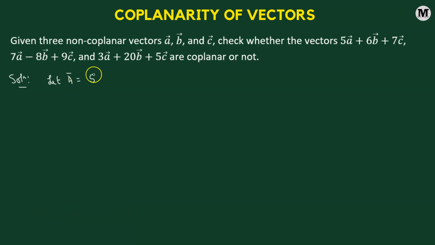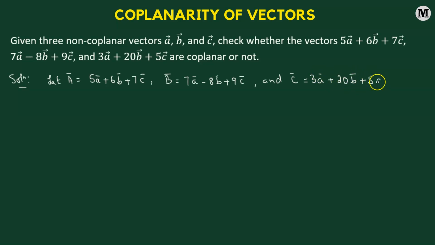The A vector corresponds to 5A vector plus 6B vector plus 7C vector. B vector is going to be represented by 7A vector minus 8B vector plus 9C vector. And then we have C vector represented by the vector 3A vector plus 20B vector plus 5C vector.